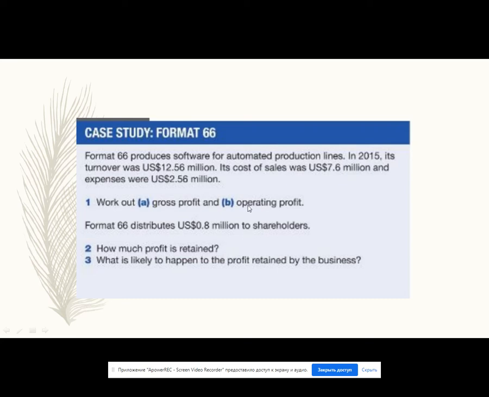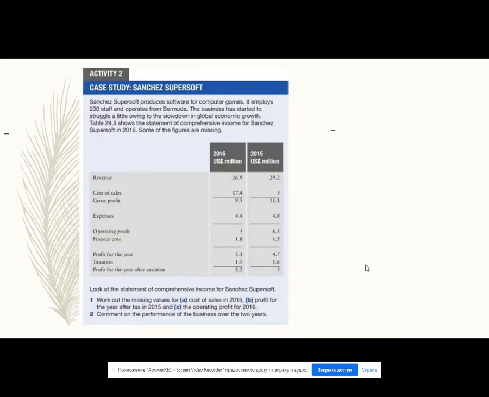Frankly speaking, I don't really like this exercise, but it comes from the book. We have to be able to do it. We have to know how to do it, but they have totally ignored interest and tax. But okay, never mind. And the last question, question 3. What is likely to happen to the profit retained by the business? The profit retained by the business is likely to be reinvested back for its further expansion. Piece of cake, right? Activity 2.